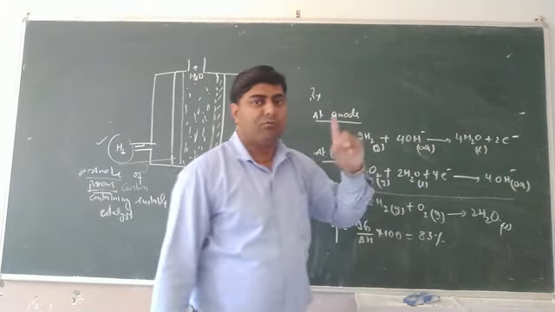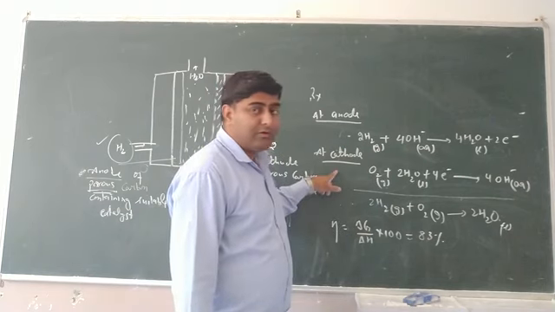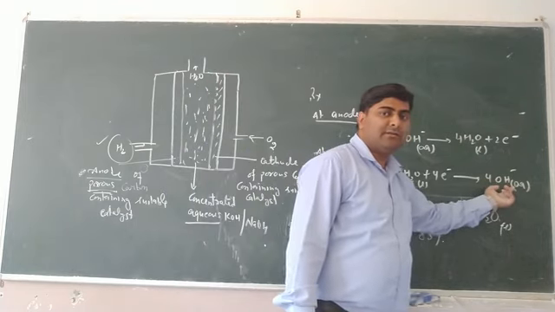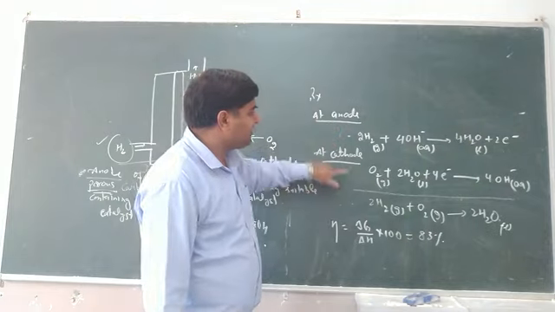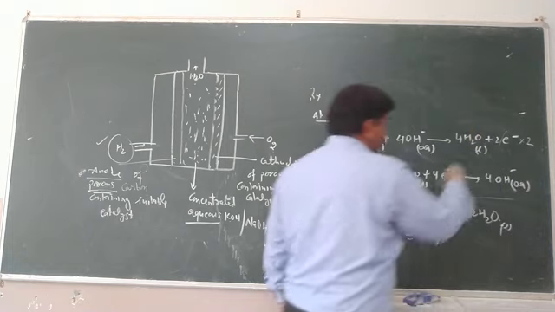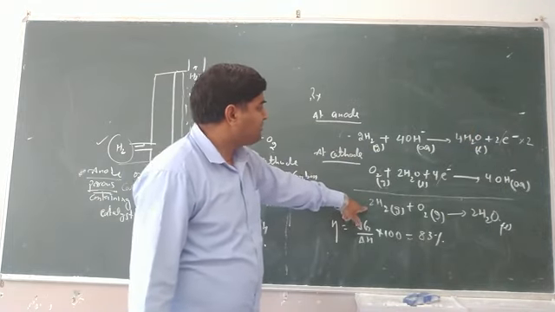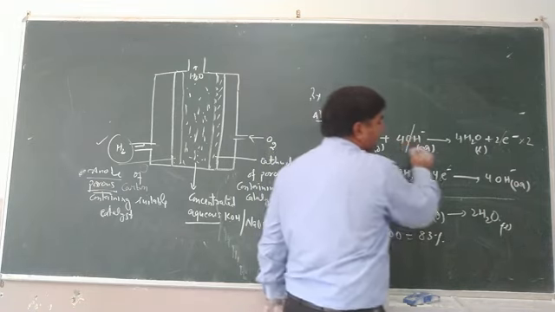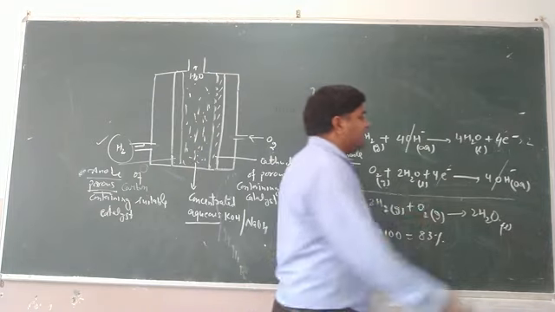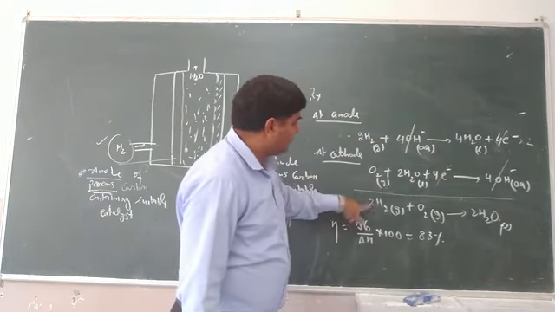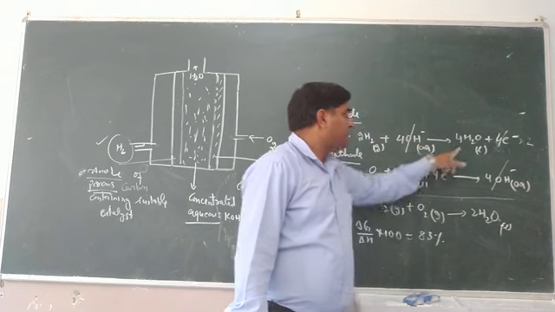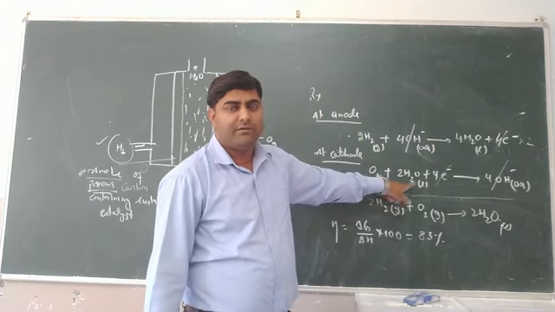These two electrons move in the external circuit towards the cathode, where oxygen gains two electrons to form hydroxide ions. The overall reaction, when we combine these two, we have 4 electrons here and 2 electrons there, so we balance it. The overall reaction is 2H2 plus 4OH-, and the 4 electrons get cancelled. We get 2H2 plus O2 gives 2H2O. So 4H2O, 2H2O got cancelled, we get 2H2O.